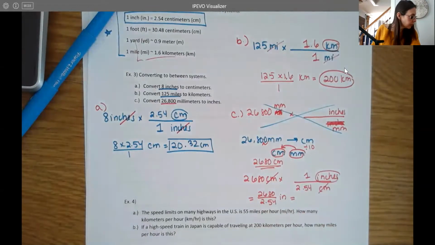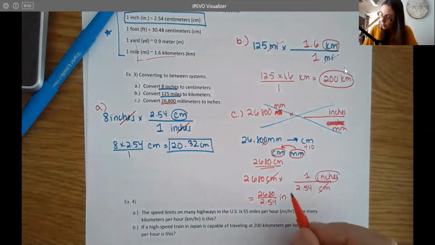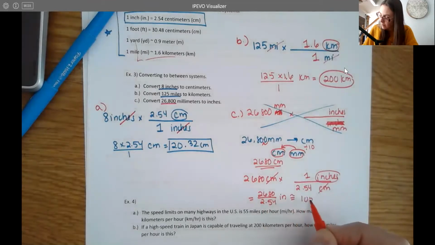All right, and let's see, what did I get here? I got about 1,055 inches, rounding to the nearest whole number.